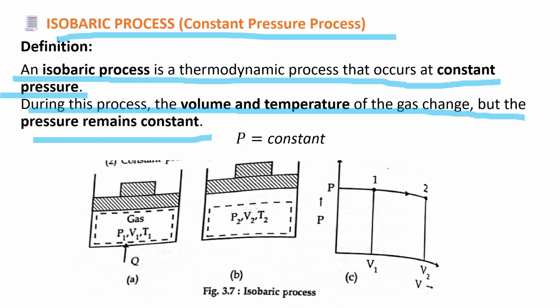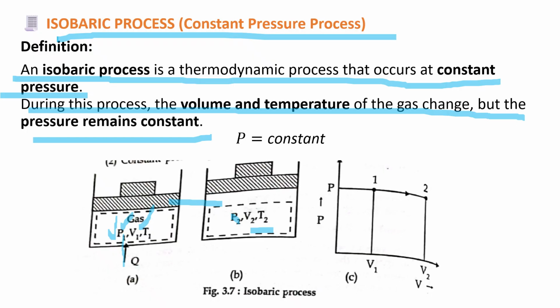What you can see here in the piston cylinder arrangement is that the gas is filled at the initial condition of pressure P1, volume V1 and temperature T1. Now we are supplying heat to the system, and we have to keep the pressure constant. What you will observe here is the volume V will vary, and accordingly temperature will also vary.